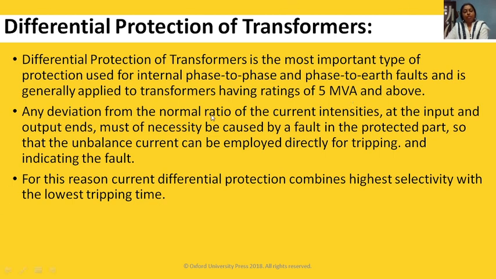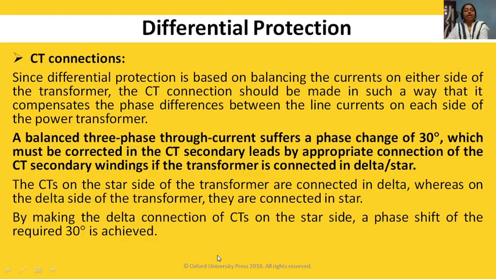Any deviation from the normal ratio of current intensities at input and output ends must of necessity be caused by a fault in the protected part, so that the unbalanced current can be employed directly for the tripping and indicate the fault. So that means that difference of current should be given to the differential relay. For this reason, current differential protection combines high selectivity with the lowest tripping time.